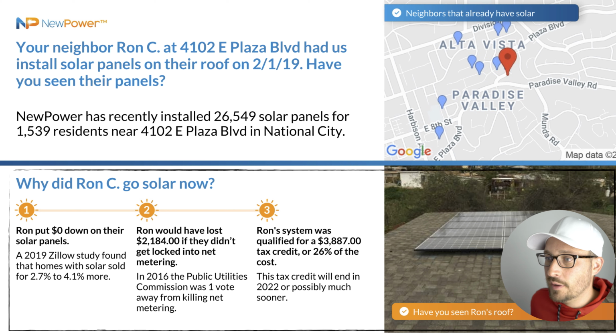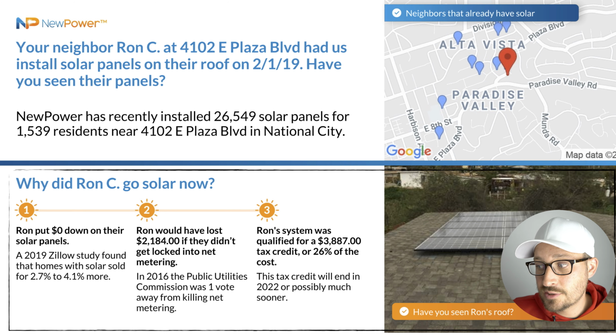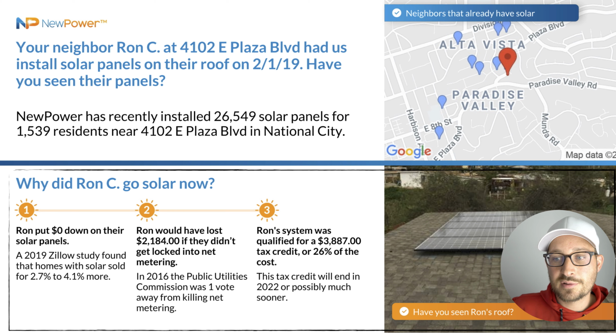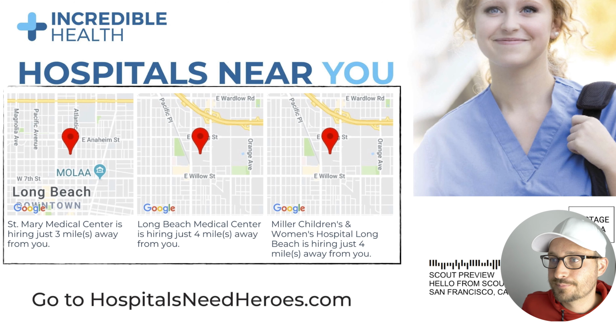You can see that we're also doing things like using a unique picture from their CRM. So this is Ron's roof. And then data about Ron. So Ron, how much he put down for his solar panels, how much he would have lost, and the tax credit that Ron qualified for. Pretty personal.